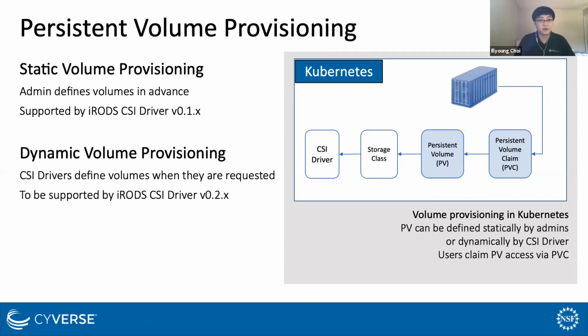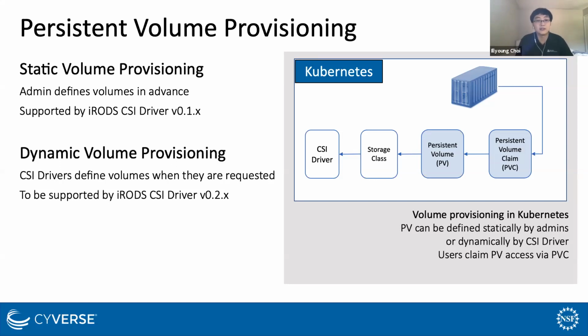CSI provides two different persistent volume provisioning modes. The first is static and the second is dynamic. To understand these modes, we first need to understand persistent volume objects and persistent volume claim objects in Kubernetes.